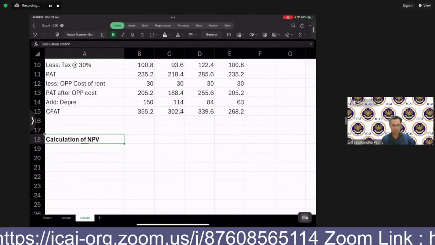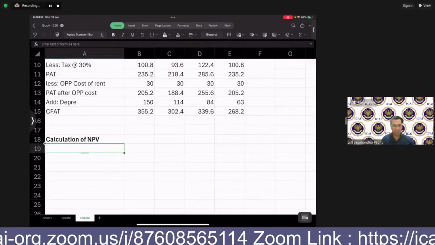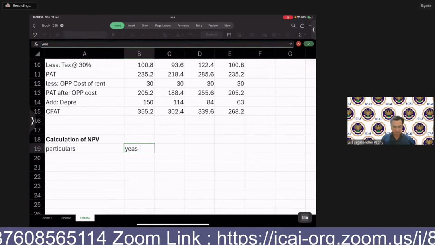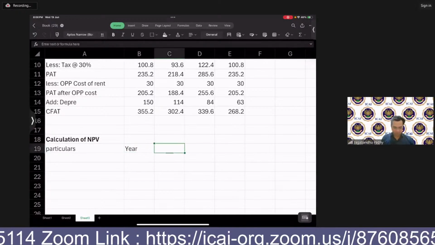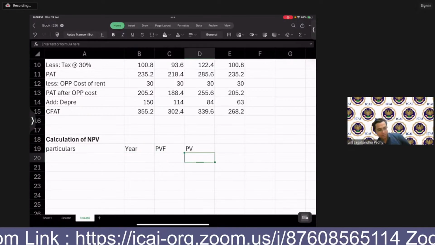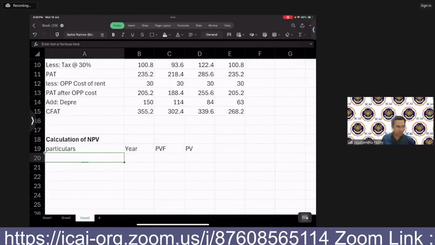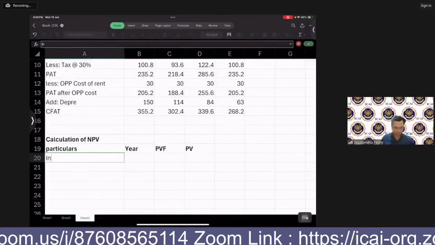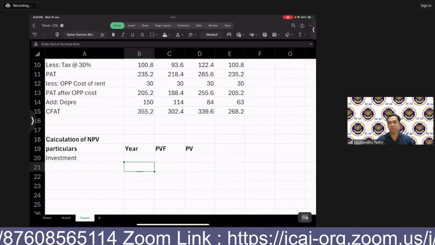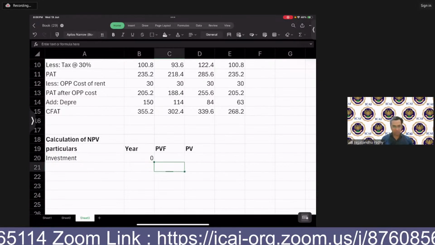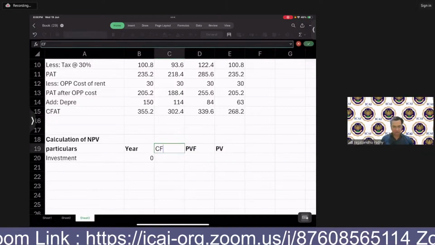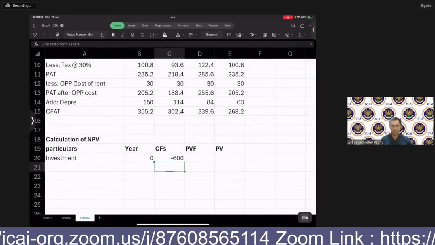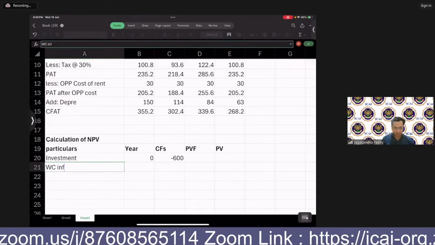Calculation of the NPV. So in NPV, we write down the particulars, year of the cash flow, present value factor, and then we take the PV. So in particulars, first thing that we take is initial investment. So what's the investment that we are doing in this project? So first of the investment that goes is going in the year 0 with a cash flow of minus 600. Cash flow of minus 600 plus you will also have working capital introduced.